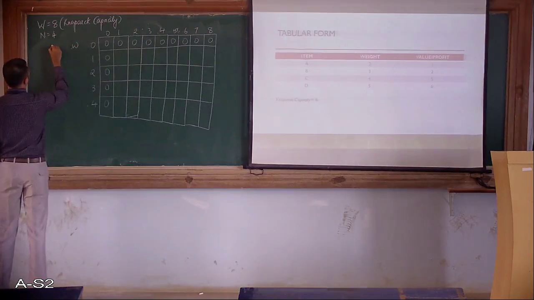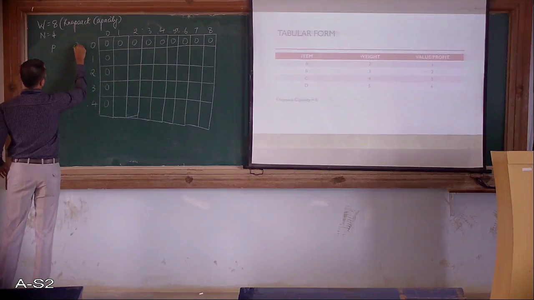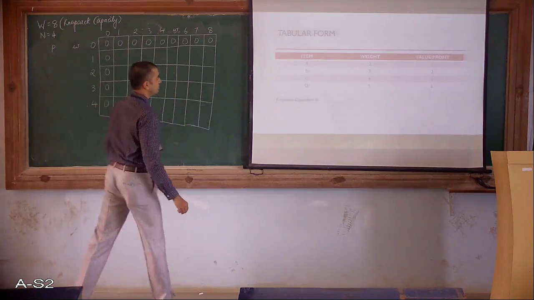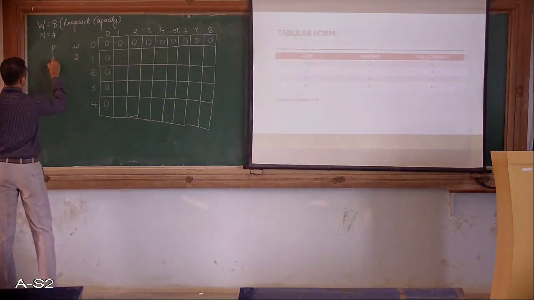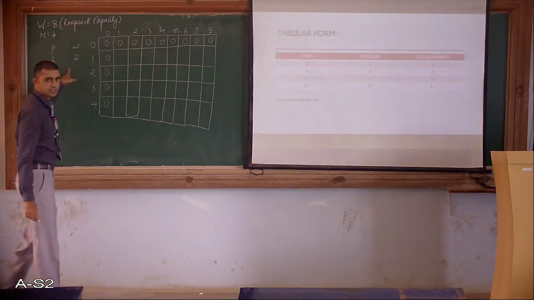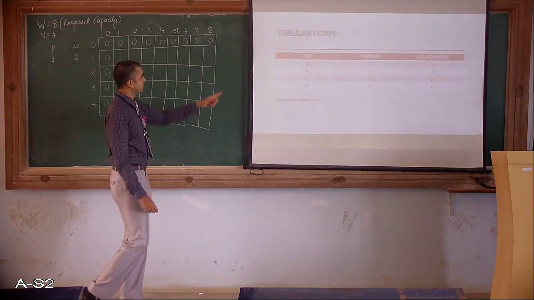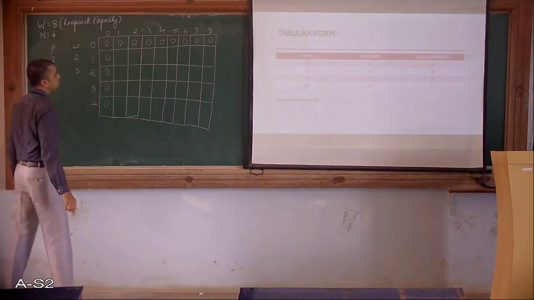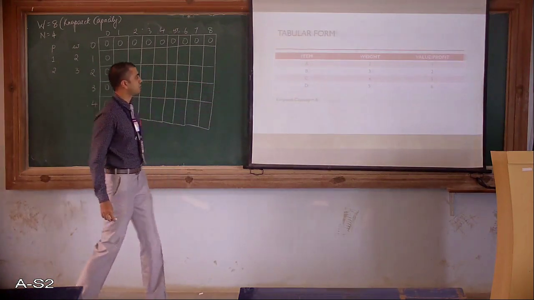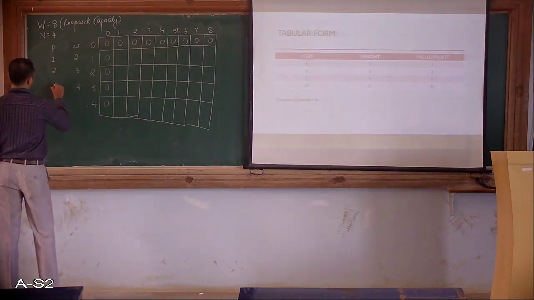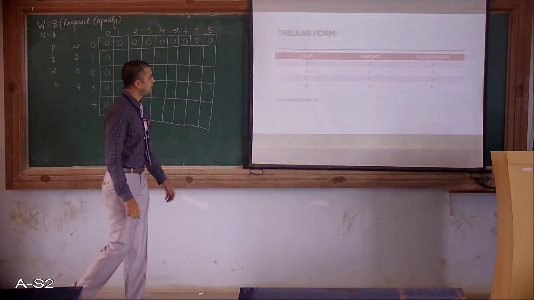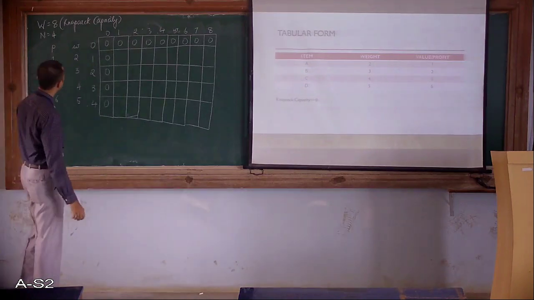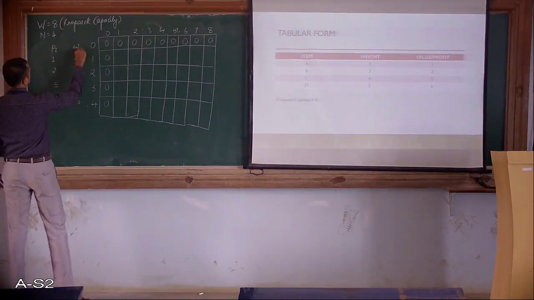So weight and profit. For object 1, what is the weight of object 1? 2. What is the value or profit? 1. So you can just write it down here, so it will be easy for you to fill the table. The second item, weight is 3, value is 2. The third object, weight is 4, value is 5. The fourth object, weight is 5 and value is 6. Right. So you can call it PI and WI.